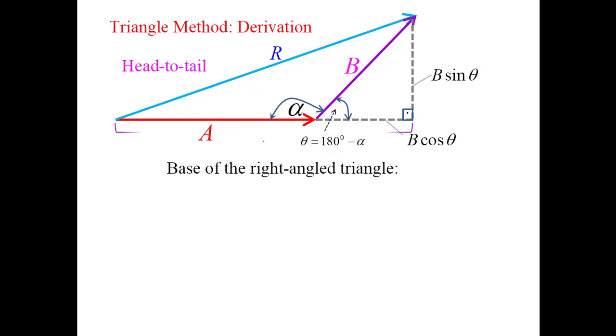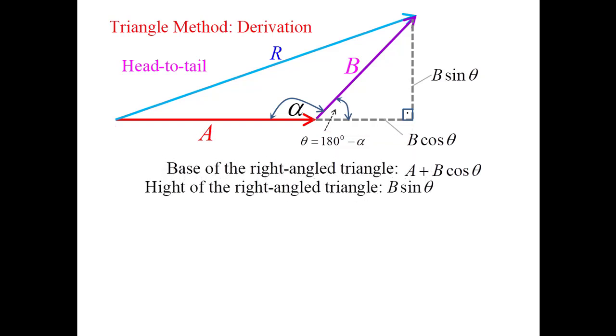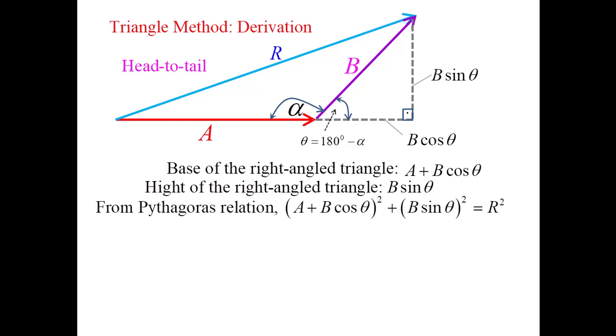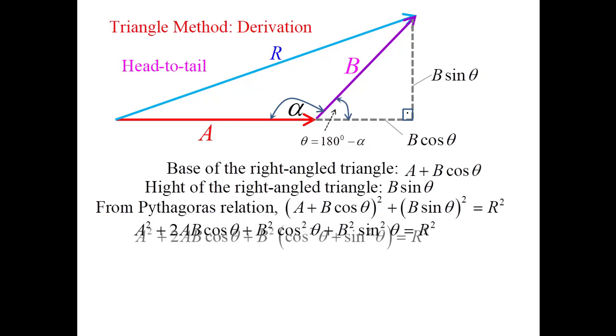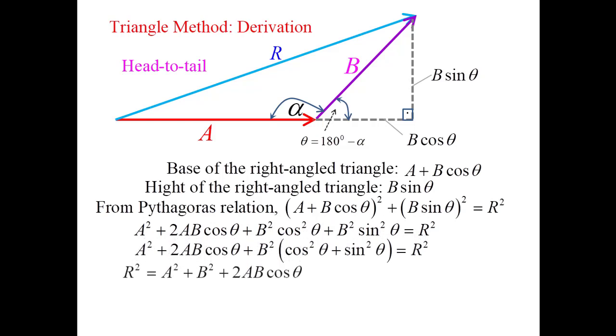So the base of the triangle is simply a plus b cosine of theta, as you can see from the diagram. Likewise, the height of the right angle triangle is b sine of theta, and using the Pythagoras relation, we can join the base squared plus the height squared equals the hypotenuse squared. Upon simplification, we get r squared is a squared plus b squared plus twice of ab times the cosine of the angle theta.